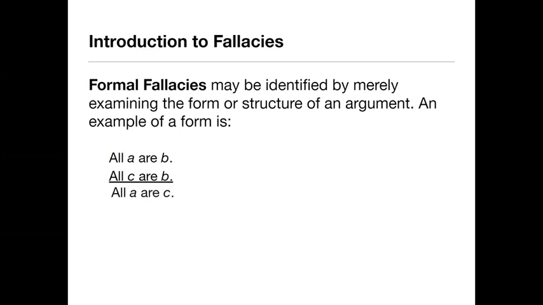So if we had a deductive argument that had this form, all A's are B's, all C's are B's, therefore all A's are C's, no matter what I plug in for A, B, and C, I'm going to get an invalid argument. Or this one, which we should already be familiar with, this is affirming the consequent, right? If Anthony is a father, then he's a man. Anthony is a man, therefore he's a father. That's always invalid, no matter what I plug in there. So the reason we call these formal fallacies is because we know they're fallacious just by looking at the form or structure.